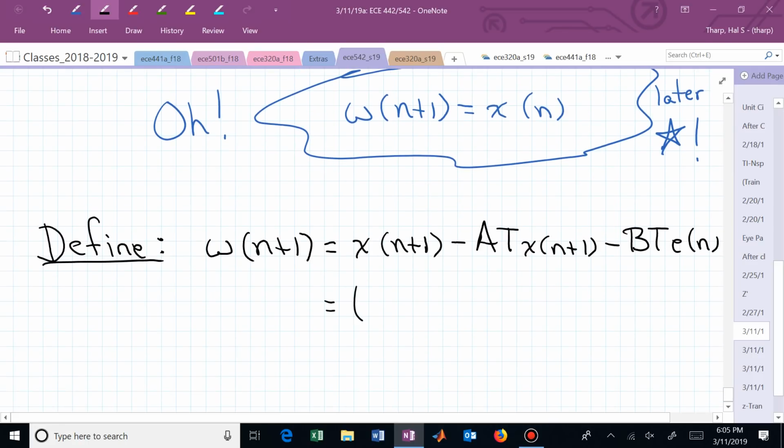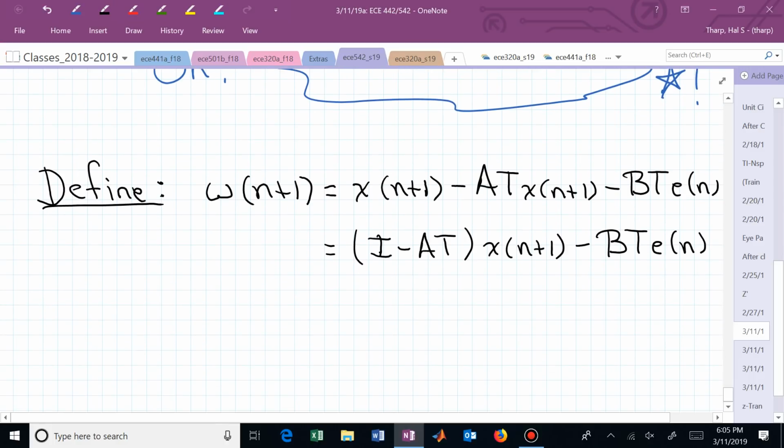Or that's I minus AT x of n plus 1 minus BT e of n. Now, what do we want, or before we get there, if this is now omega of n plus 1, what can we now say omega of n equals?